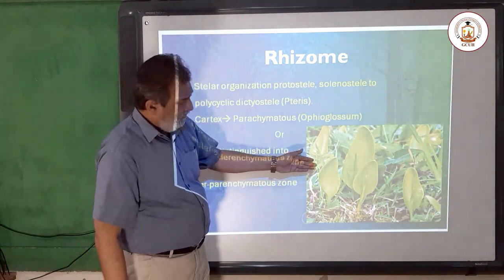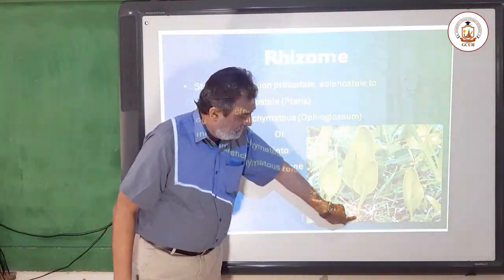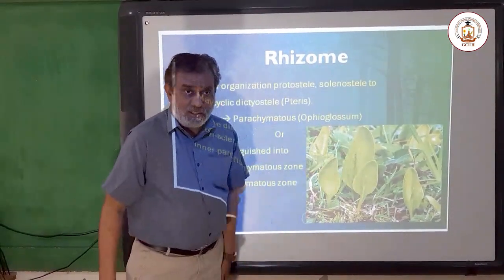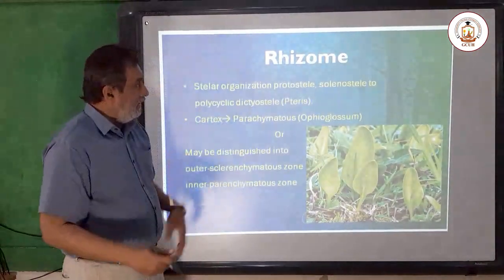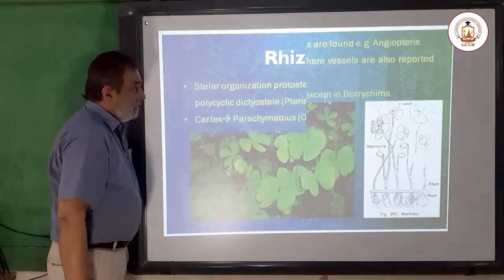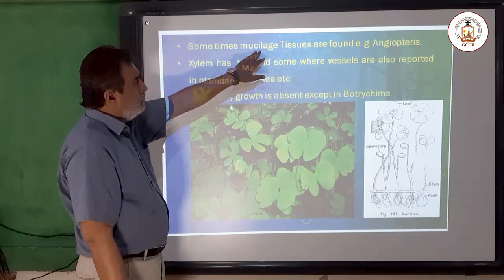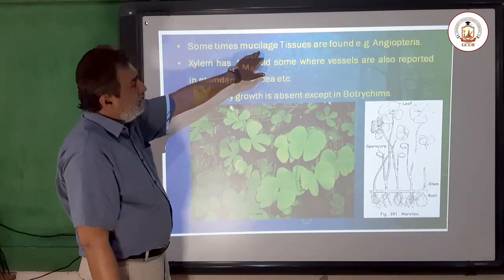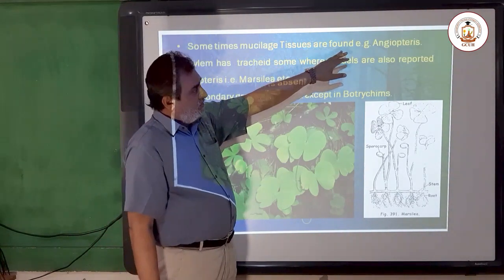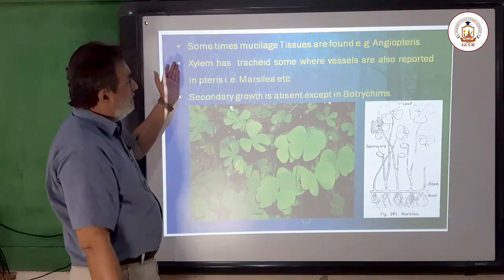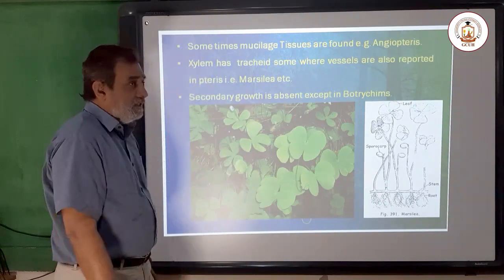Here you can see simply that the stem is present inside the ground, and the leaves you can see very simply; the wing leaves are present here. Now, some mucilaginous tissues are also sometimes found, especially in Angiopteris, and then the xylem as tracheates.